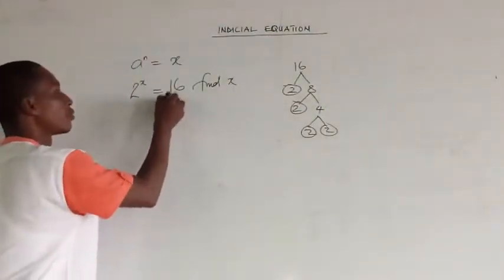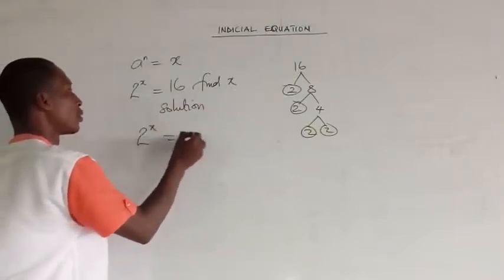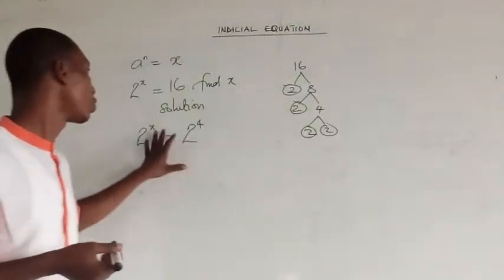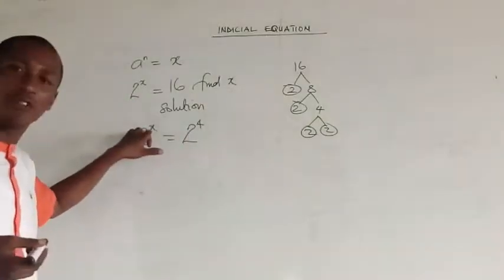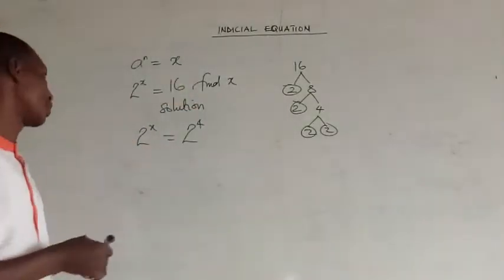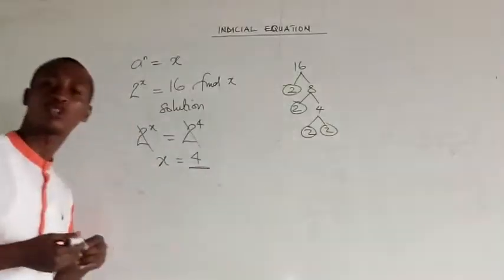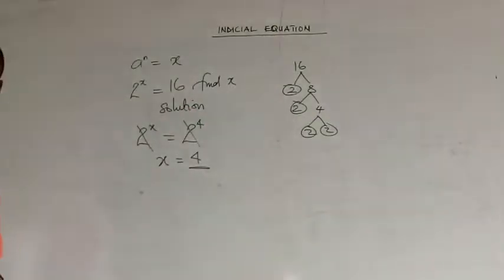So in solution, 2 to the power x equals 16. 16 is the same as 2 to the power 4. So what is the value of x that is making it equal to 16? Then you can say x is therefore equal to 4. If x is 4, then the equation is correct. Good. Let us try more examples of this aspect.